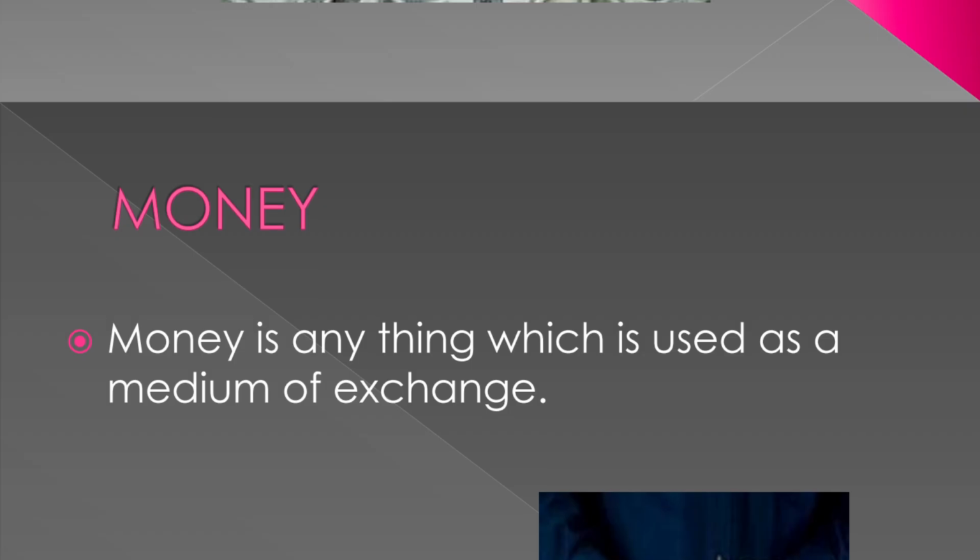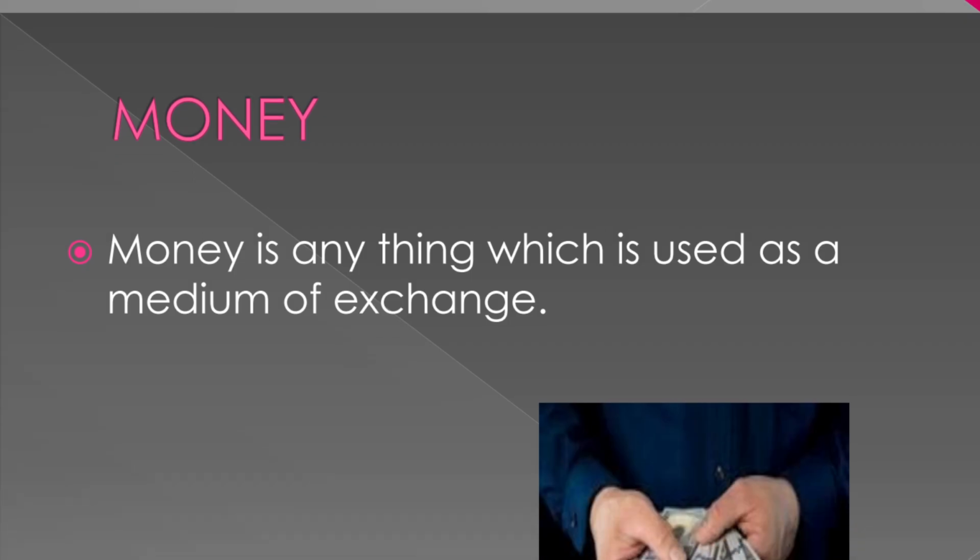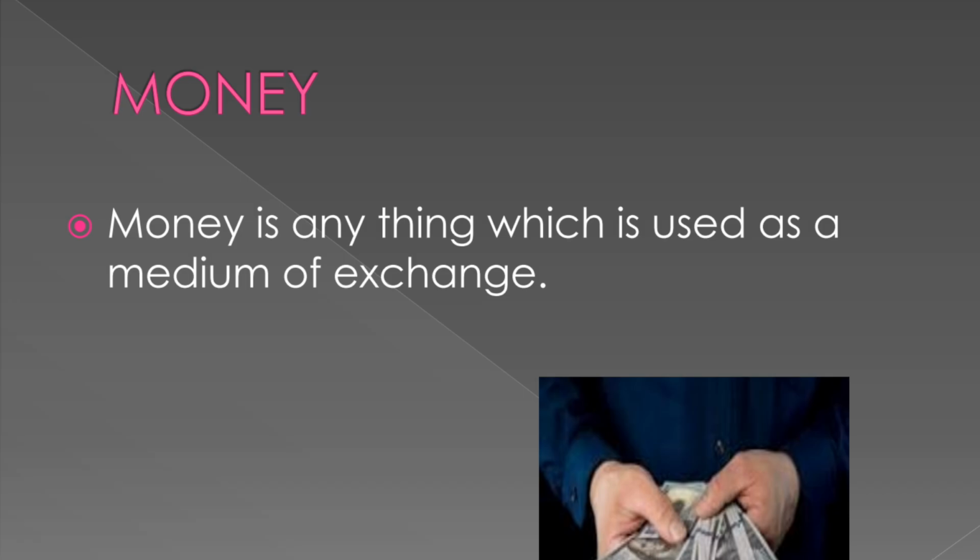So, after the evolution of money, development of human society, technology, and economy. Money is anything which is used as a medium of exchange. It means money is generally acceptable as a medium of exchange and at the same time acts as a measure and store of value. It means through money we can buy, purchase, or sell anything.